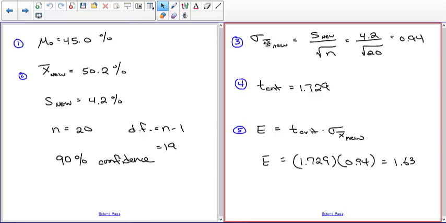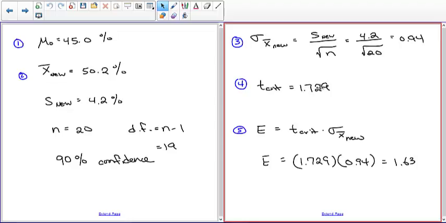So the standard deviation of the sample means of the new data is the new sample standard deviation divided by the square root of the number of data points, which is 20. So I get 0.94. We just looked that up a minute ago from the table. This is based on 19 degrees of freedom and 95% confidence. So we're going to use a 95% confidence interval.